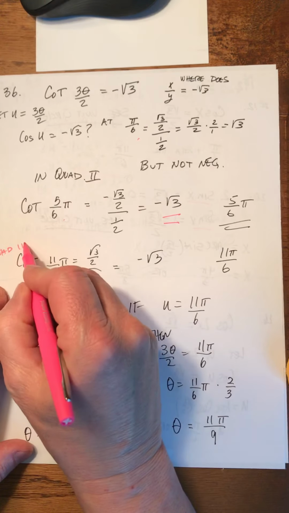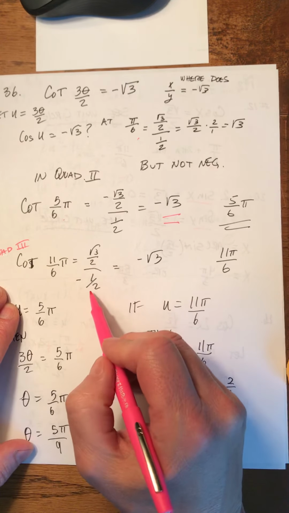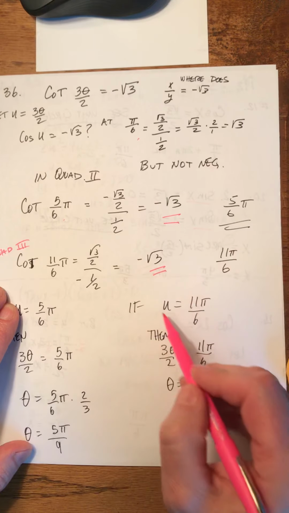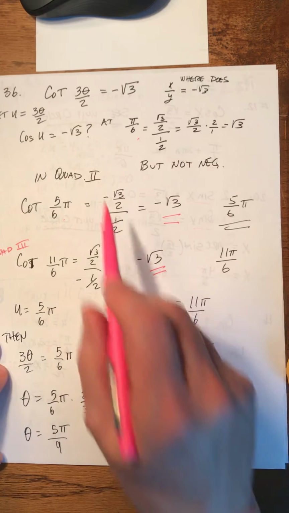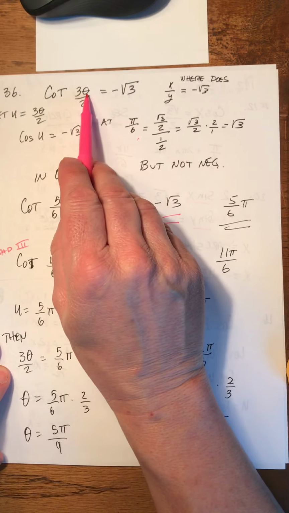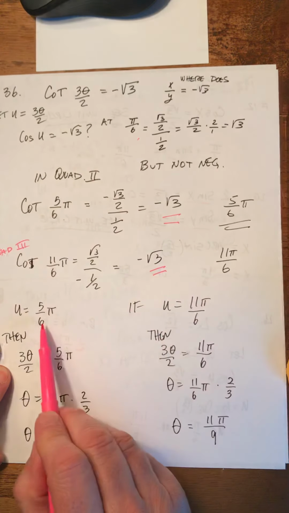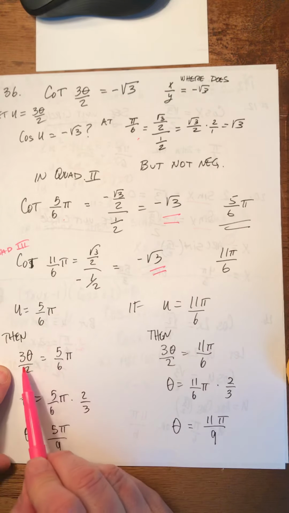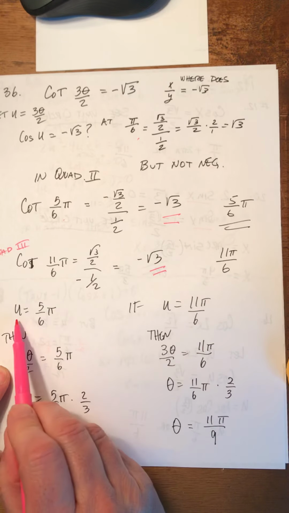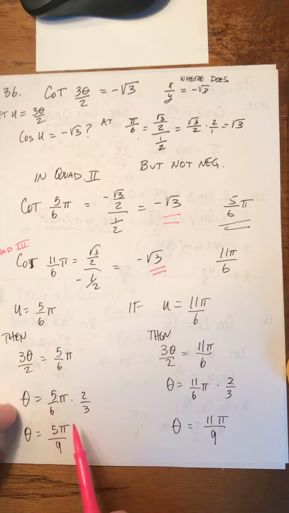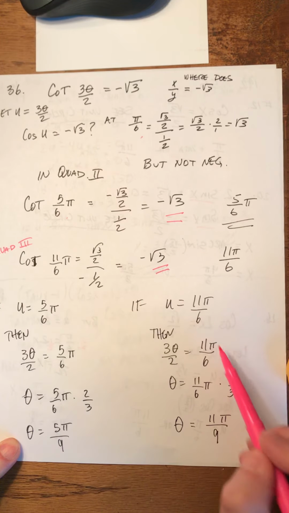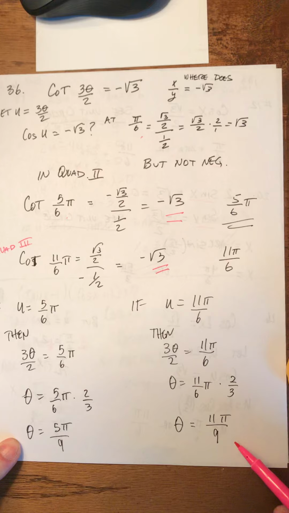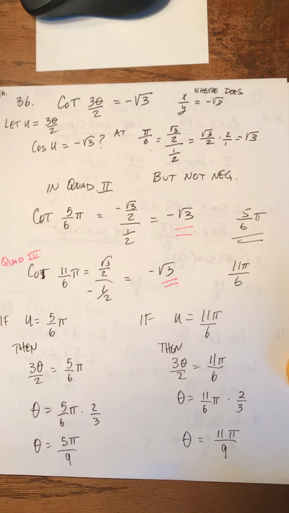This would be quadrant 3, where the square root of 3 over 2 is the positive one, the half is negative, and we still get this negative square root of 3 here. However, if we let u equal this 3 theta over 2, and we just found out that u was 5/6 pi, now let 3 theta over 2, which was u, equal 5/6 pi. Multiply both sides by the reciprocal, and we would get 5/9 pi for theta. Do the same thing for 11 pi over 6, and we'll get 11/9 pi. Try this one. Pause the video and try that one all over again.